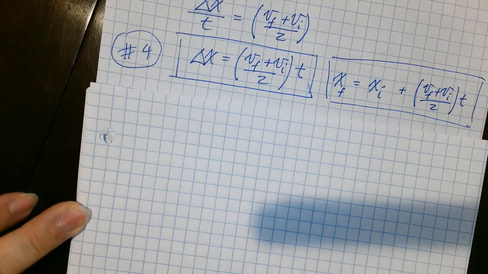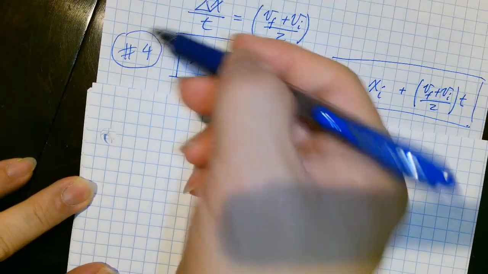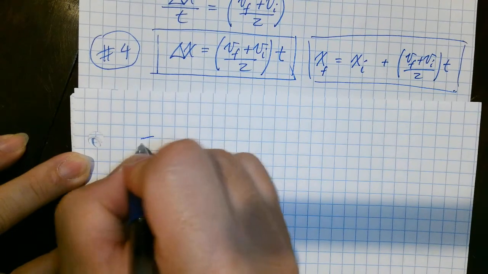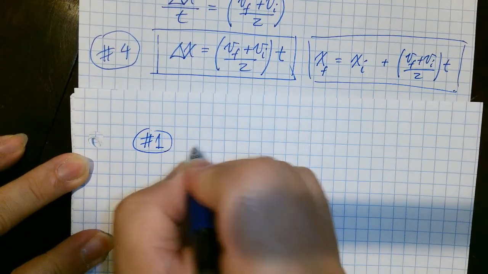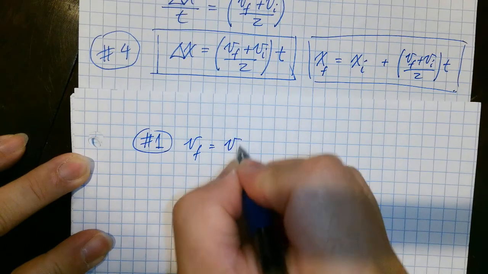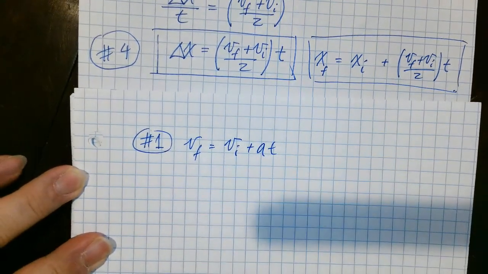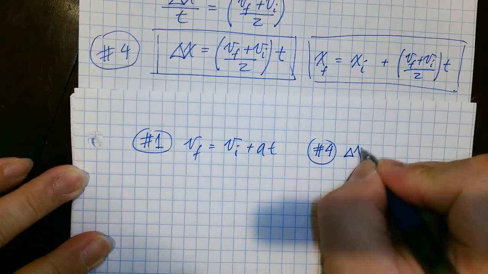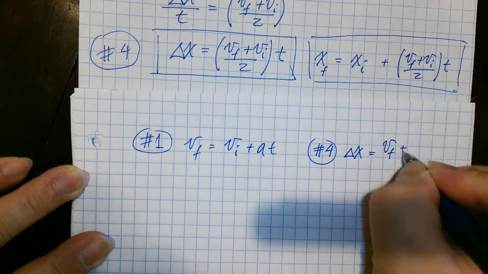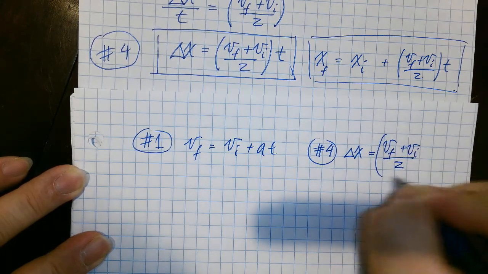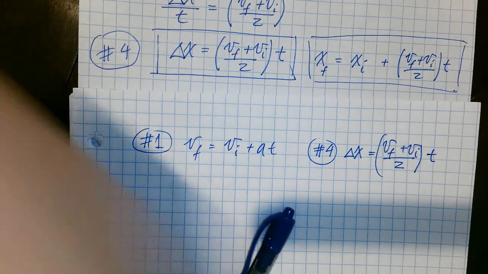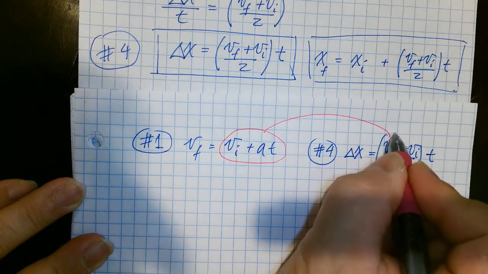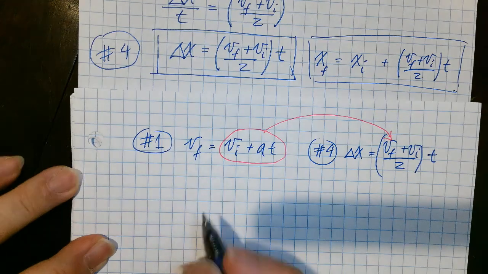All right, here we go. Let's take a look at when we can utilize these two equations. If I use equation 1, which is vf is equal to vi plus at, and equation 4, and put them together: delta x is equal to vf plus vi over 2 times t. I will substitute this vf into my fourth equation, and let's see what we get.